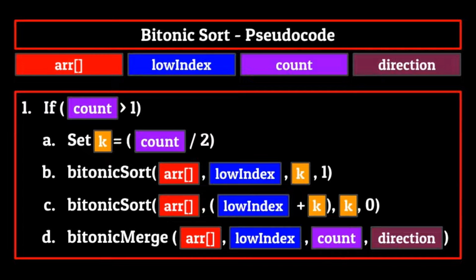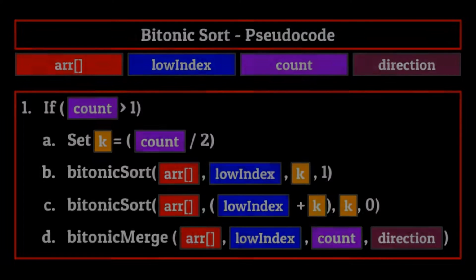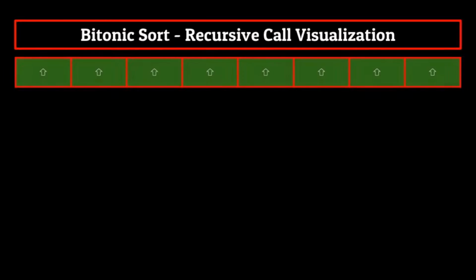There is a lot going on here, and to be honest, it took me quite some time to figure everything out. So let's do something that helped me, and I think will help you a lot, and that's visualize these calls. So we begin by calling Bitonic sort on the entirety of the list, with 0 as the low index, the size of the list as count, and direction as 1, since we want to sort the list in ascending order. Once we do this, we have now set in motion a process to bitonically sort the entire list in increasing order, since the direction variable is 1.